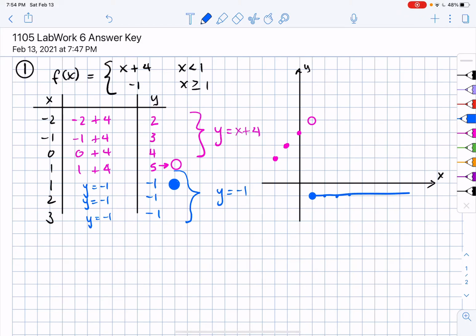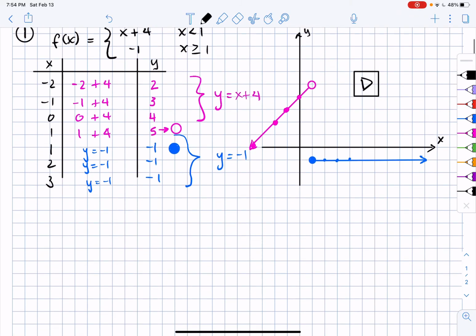So here to infinity, let's try that again. Here to infinity is going to be just a horizontal line. But before that is going to be this line here, because it's less than 1, it's going to be that line right there. So with that being said, this is going to be choice D. There we go. Okay? So that's number 1.